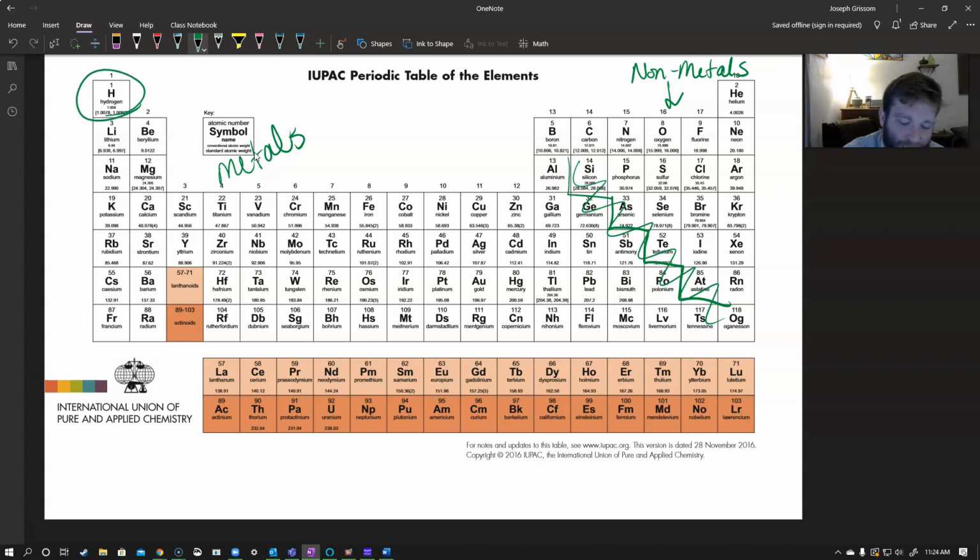One thing to note here is that hydrogen can behave both as a metal and a non-metal. So you can think of hydrogen as being there, or you can put hydrogen in this box here, to be functional for what we're going to do. Hydrogen can kind of do both, right?